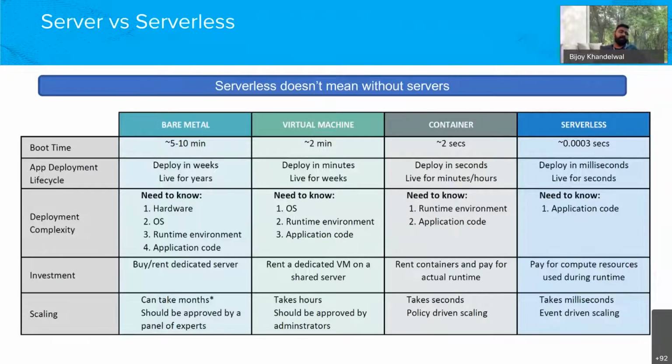Deployment complexity, again: as you move from bare metal to serverless, your job to handle the application becomes lesser and lesser. On bare metal, you have hardware, OS, environment, and the application code that you have to deploy. When you move towards serverless, AWS takes care of everything. You just have to push your application code. Everything else is provided as a service from AWS, GCP, or all these cloud players.